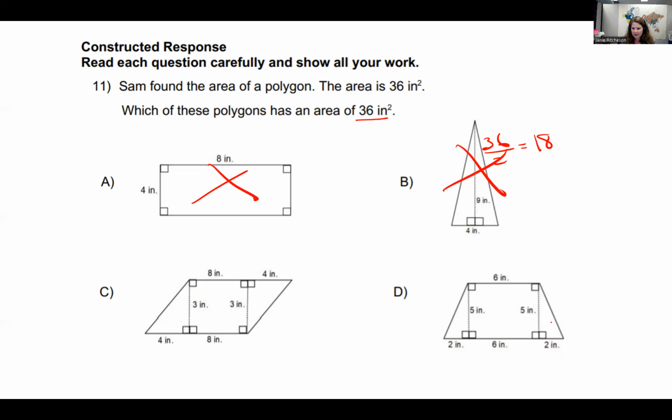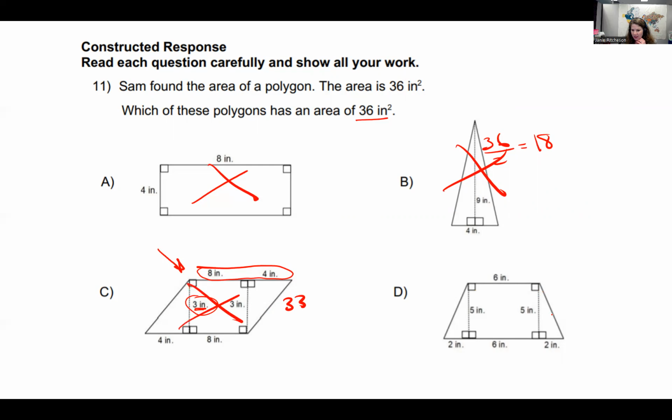And then we have, actually, this is a parallelogram. So all I have to do is multiply the length times the height. So 8 plus 4, 8, 9, 10, 11. 11 times 3 is 33. So it's not that one. It has to be letter D.